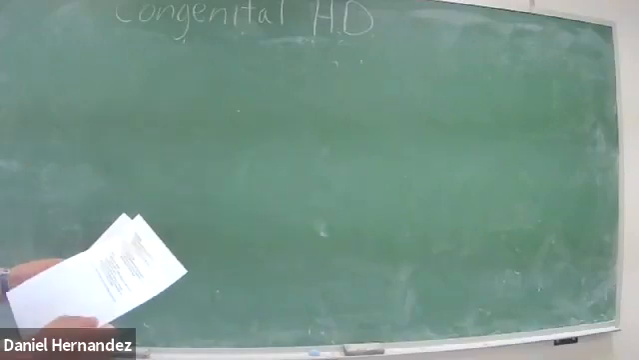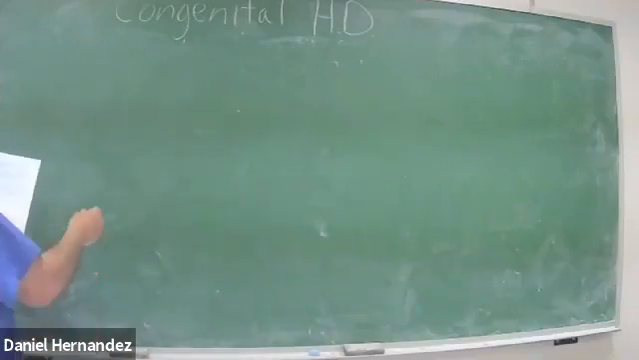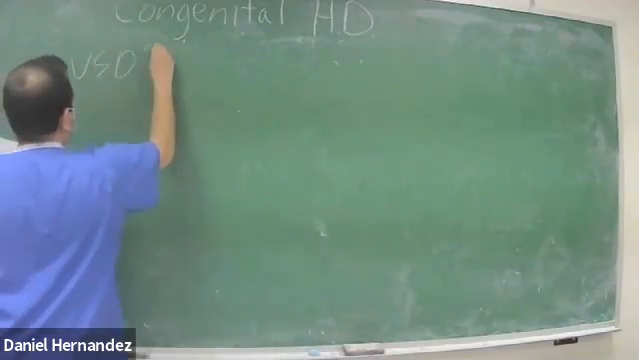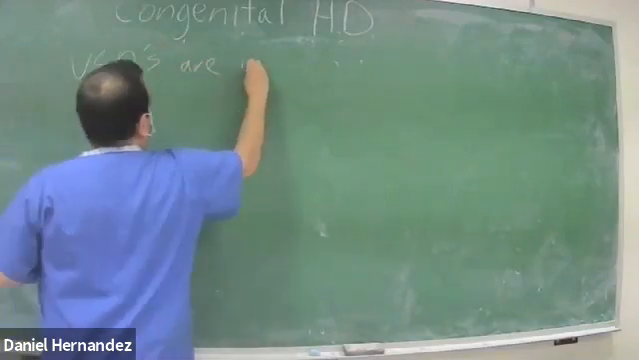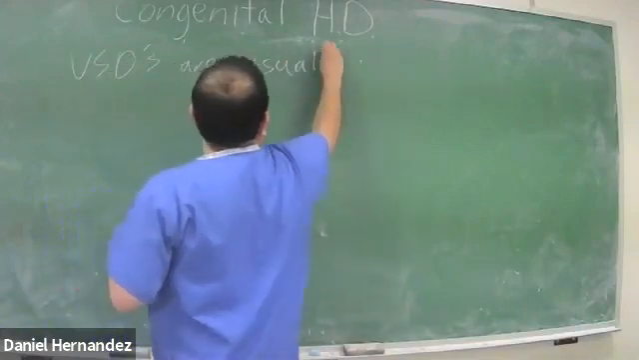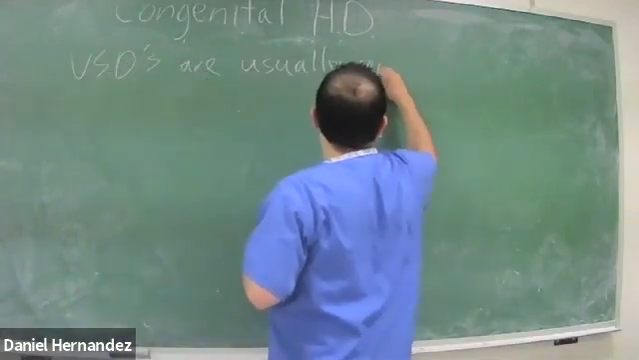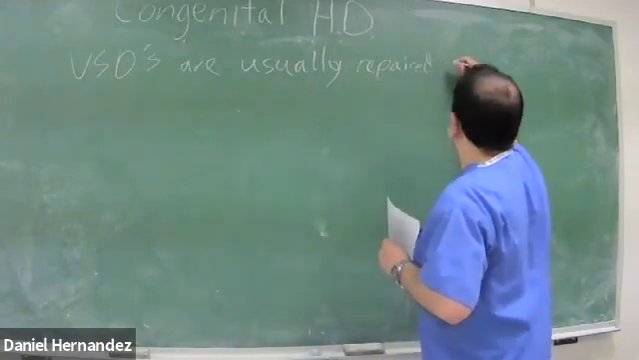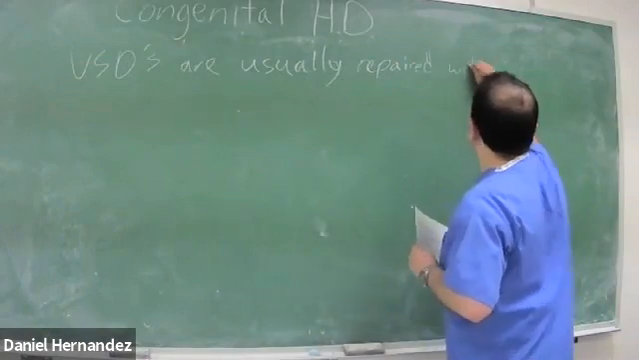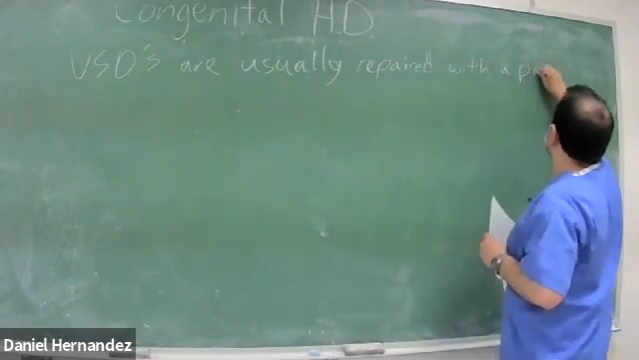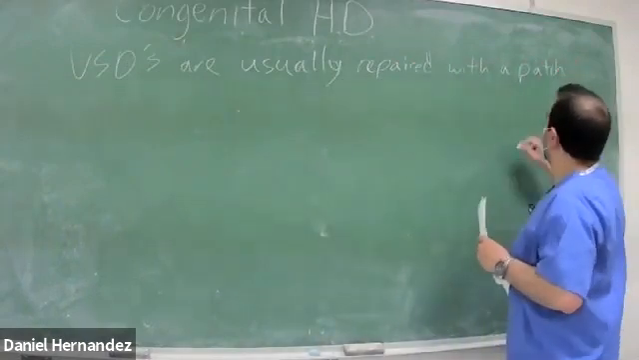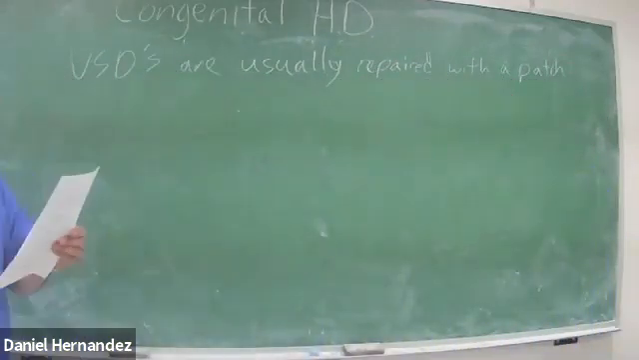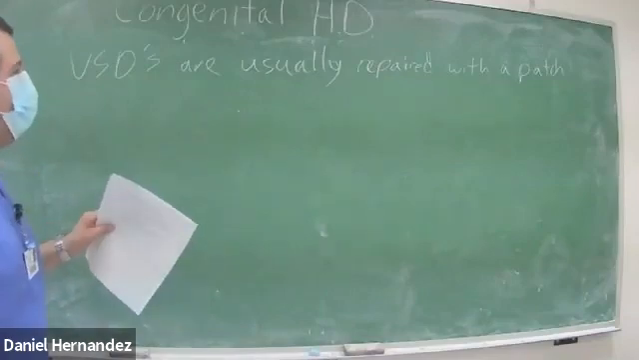Actually, I forgot to mention, I had this back on VSD under your notes. So VSDs are usually repaired with a patch. For ASDs, they use that occluder device, whereas VSDs, they typically repair it with a patch.